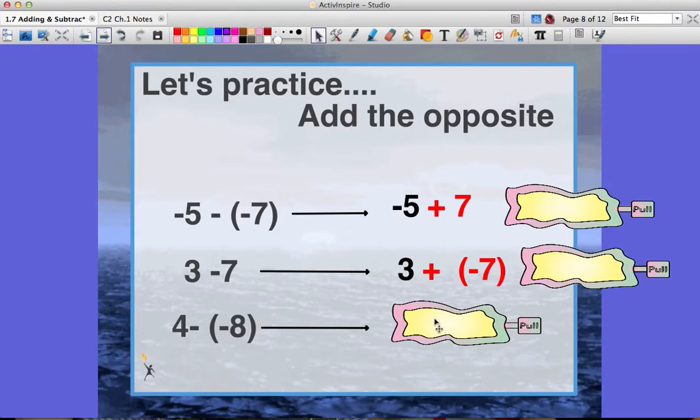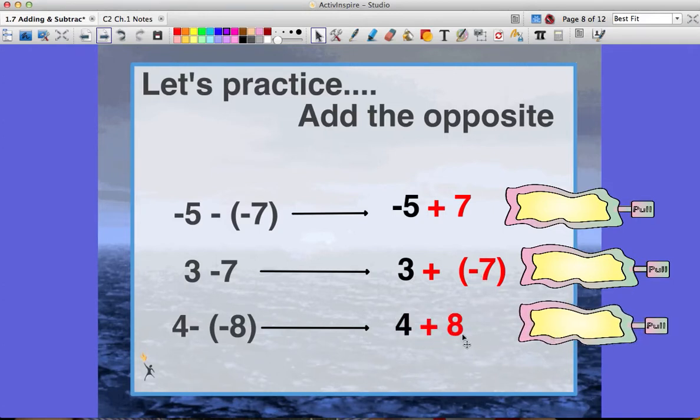All right, so for 3 minus 7, you should have gotten 3 plus a -7. Okay, so subtraction turns into addition, positive 7 turns into -7. And for 4 minus a -8, subtraction turns into addition. -8's additive inverse is 8, so it turns into a nice little addition problem for us.